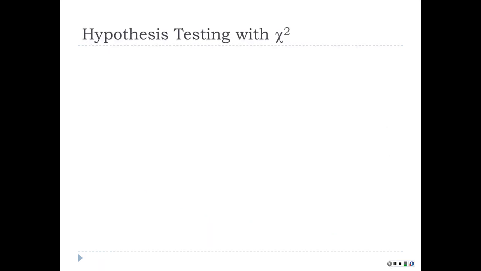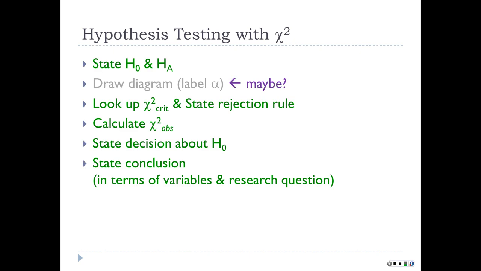So hypothesis testing with the chi-square test, it's similar to what we did before. You state the null and the alternative hypotheses. If you feel like it, you can draw a diagram of the chi-square distribution, but that gets a little confusing because it's sort of abstract. You look up the critical chi-square value, and then you state your rejection rule, and you say, if such and such happens, then I will reject the null hypothesis. If not, then I won't.